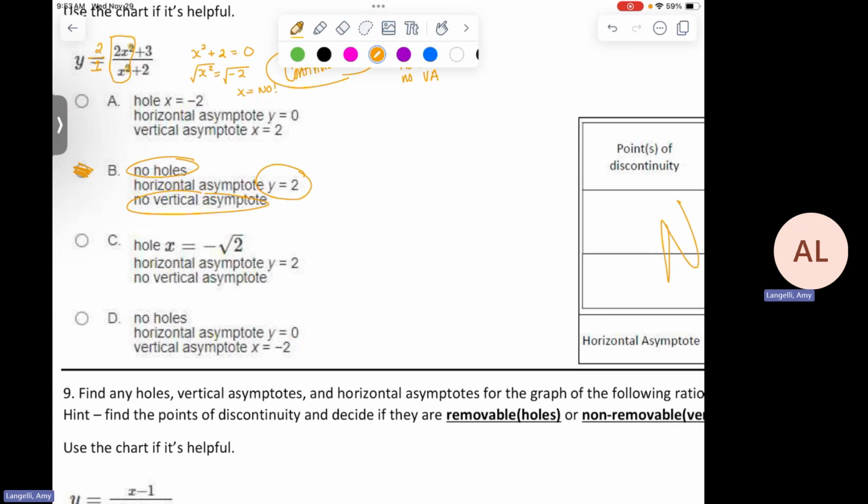I think C was tricky. The negative square root of 2, but remember the negative was in the root, not outside the root. Yes. Sure.